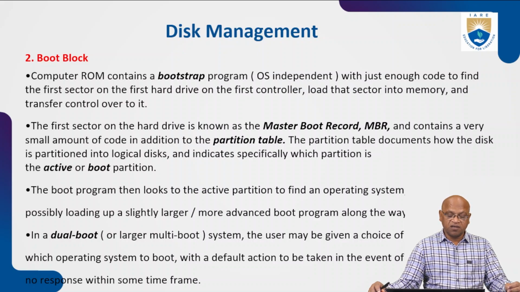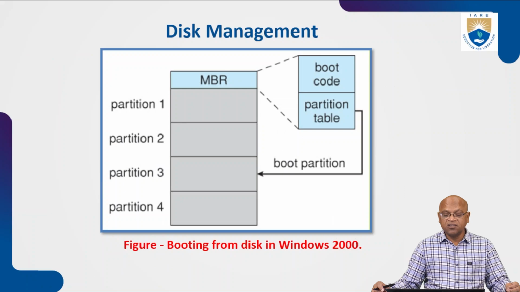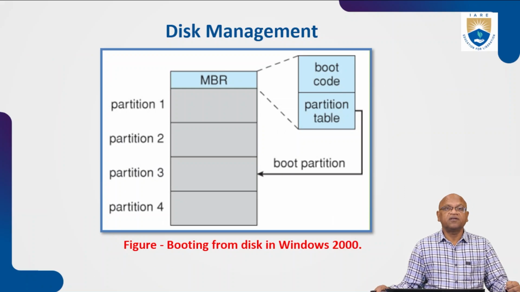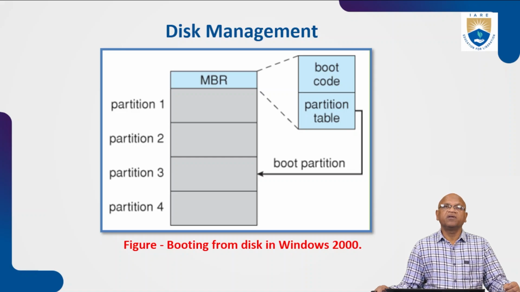In a dual boot or larger multi-boot system, the user may be given a choice of which operating system to boot, with a default action to be taken in the event of no response within some time frame. So this is done automatically whenever we switch on the system. Partition 1, partition 2, partition 3, partition 4. So partition table, boot code, that will be loaded from the ROM to your system hard disk.